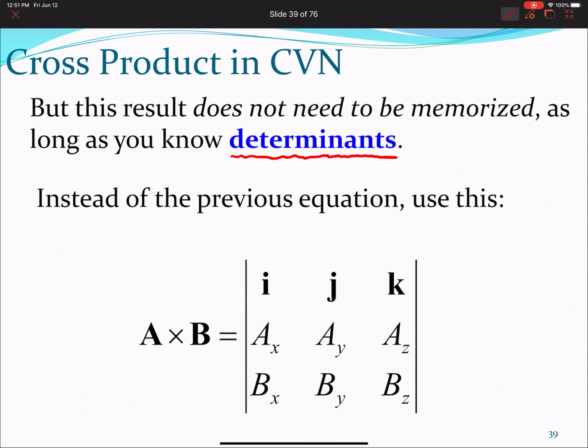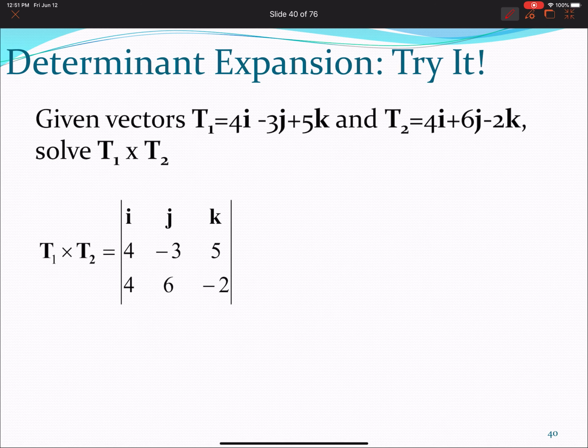Six of them actually. We write these vectors like this. In the first row, I have i hat, j hat, and k hat. Then the components of the first vector. Order is important, remember? Order is important. And then in the third row, we put the components of the second vector. And then we proceed to treat this as a determinant.